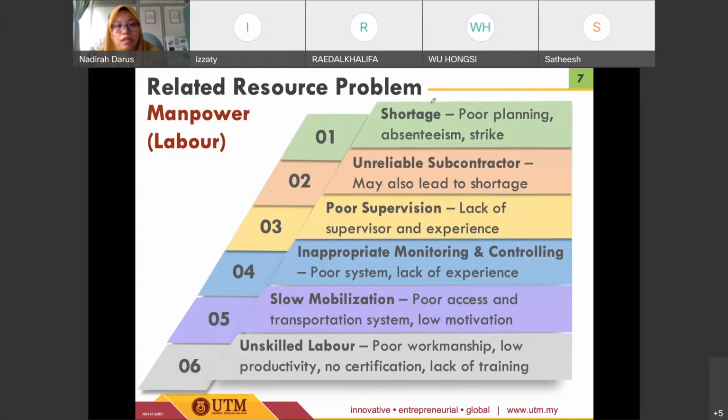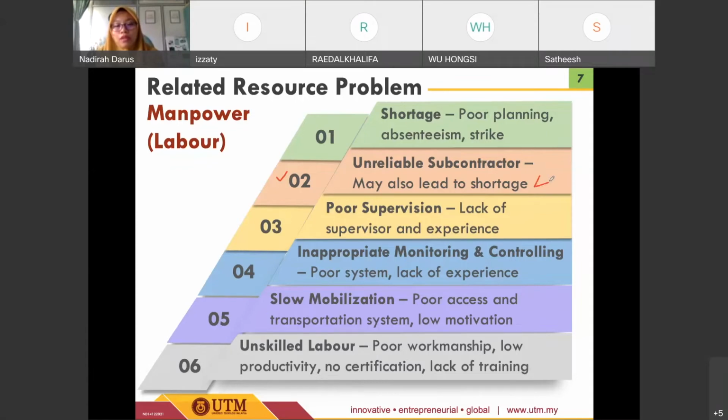The other factor or problem related to the resource is the unreliable subcontractor. For some activities or works that need to be constructed, the main contractor will sub the works to subcontractors, especially in terms of expertise and specialization. So the main contractor needs to appoint the subcontractor to deliver the specific tasks. If the main contractor is unable to appoint a reliable subcon, that will also cause a problem. So at the end, it will also lead to shortage. This is the other important factor that we need to look at, we need to consider.